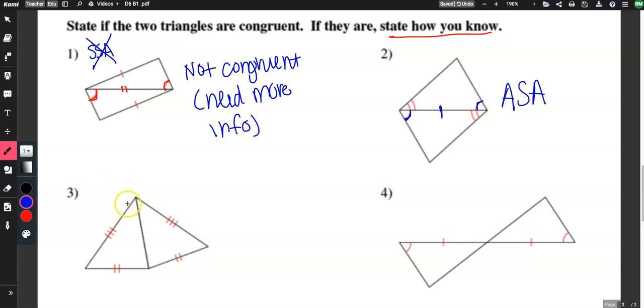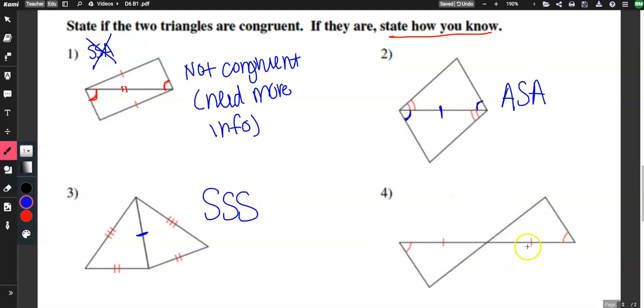So the only other thing I do know is that these middle sides are the same because they're shared. So they're congruent to each other for the two triangles that I have. So looking at my picture, this one's pretty easy. Side, side, side congruency. Yes, they are congruent. Okay, we have one more to do together.